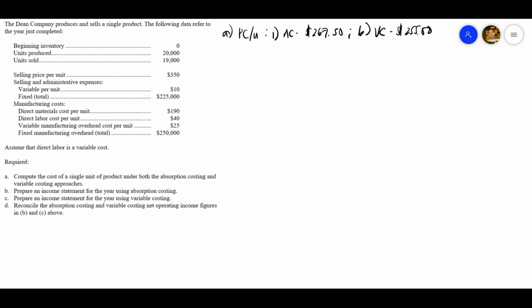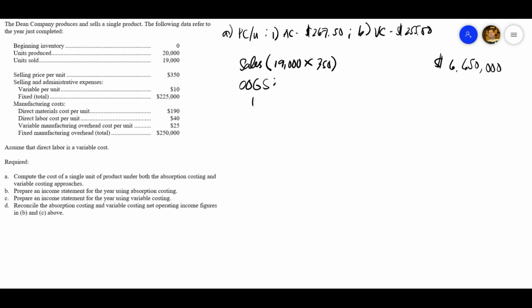So for letter B, we need to prepare the income statement under absorption costing. As a start, we need to compute your sales. So, how do we compute for the sales? It's the units sold of 19,000 units multiplied by the selling price per unit of $350. That should give us a value of $6,650,000.